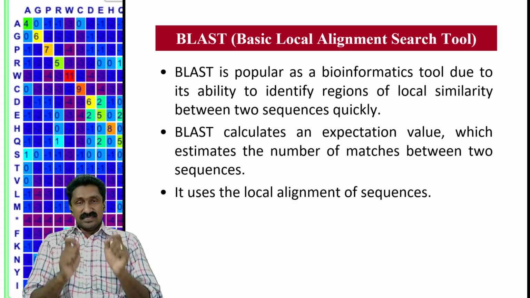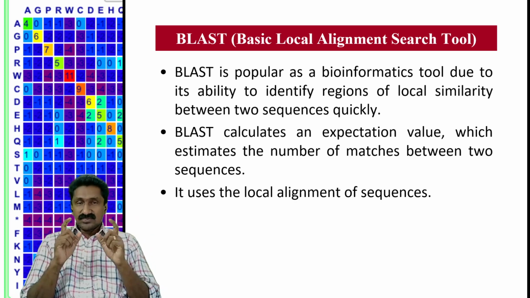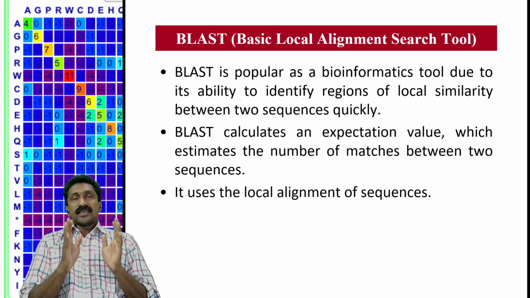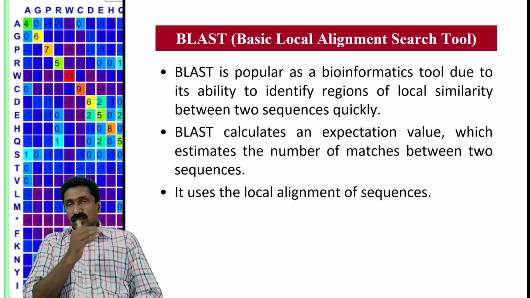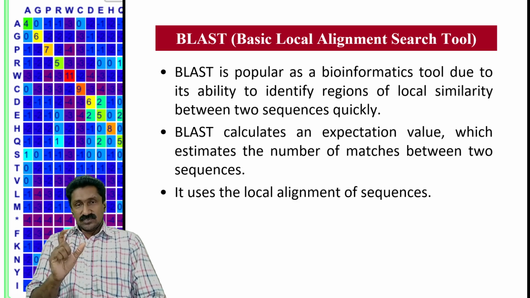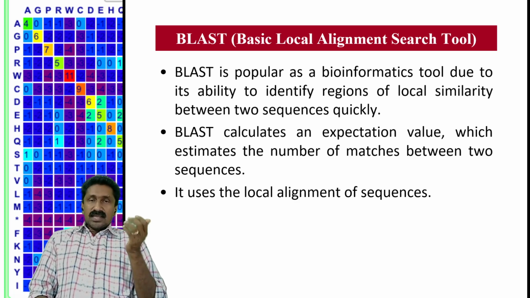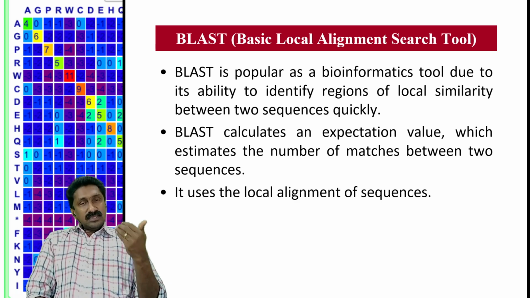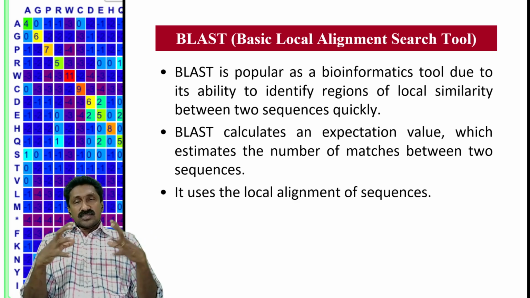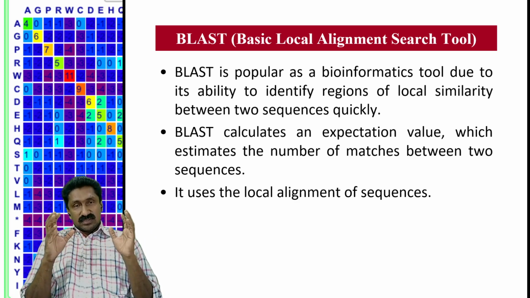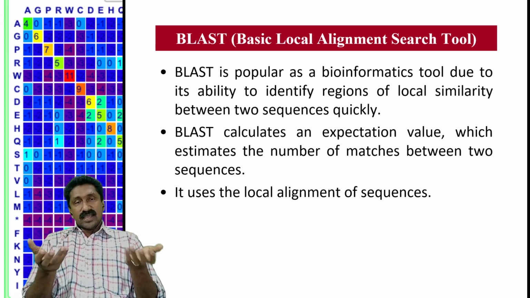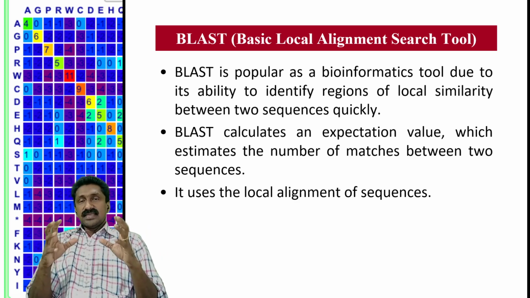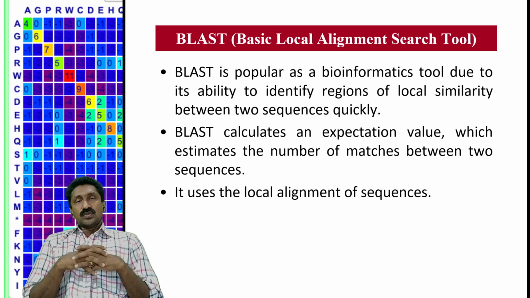So exact match and similarity are different. A sequence that is almost 80% similar will be identified and accepted in a BLAST search, because it is looking for local regions of similarity, not exact matches. BLAST then calculates an expectation value, or E value, which we'll see later. It estimates the number of matches between two sequences and is calculated using a statistical calculation.